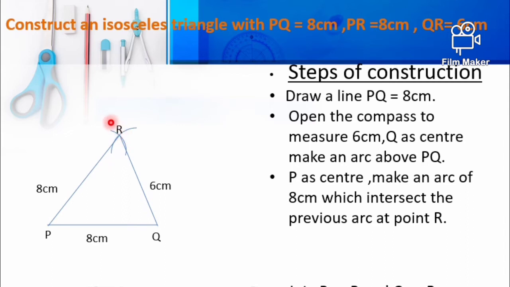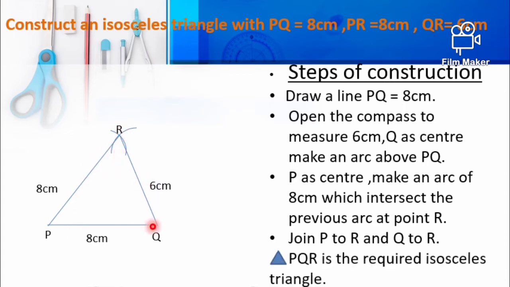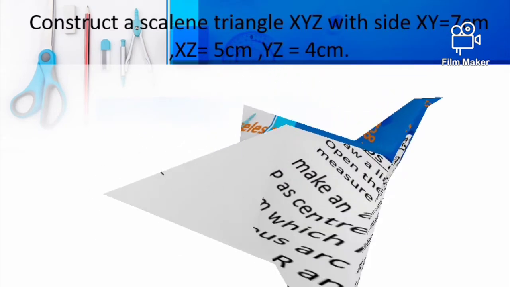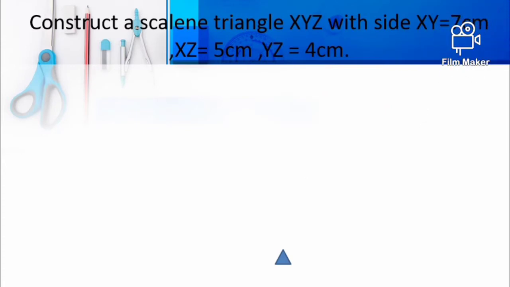What was our further step? The further step was join P to R and Q to R. When we join P to R and Q to R, then we will get triangle PQR, which is the required triangle, and it is an isosceles triangle. Students, I hope you will enjoy to draw the triangles with the help of ruler and compass.